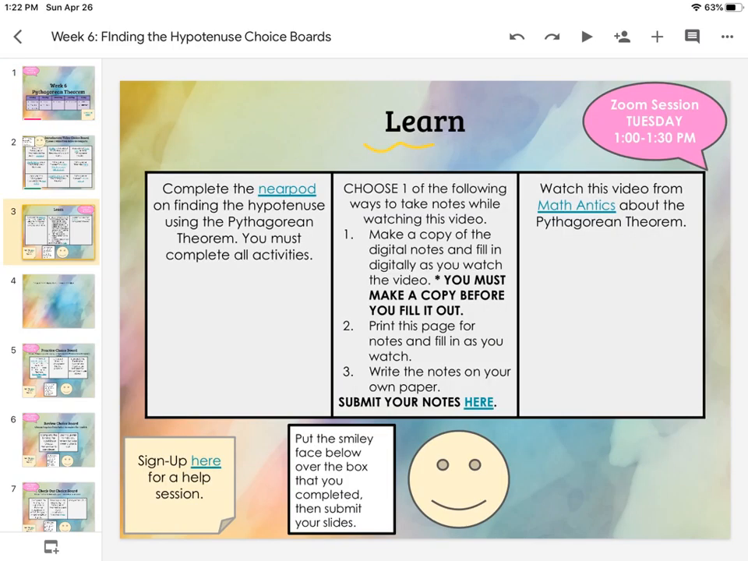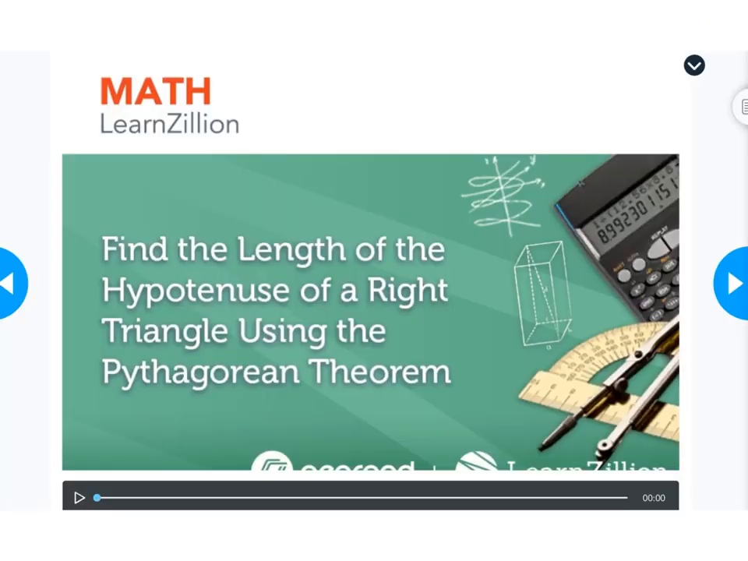Okay, on the learn page, again it says put a smiley face over the box that you complete. So you're going to choose either to do a Nearpod, to take notes, or to watch a video. So you decide and then put your smiley face over it. I'll show you the 3 options. The Nearpod is pretty good. You go over how to find the length of the hypotenuse of a right triangle using Pythagorean theorem.